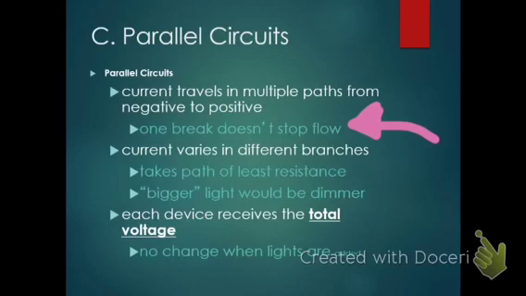Your current varies in different branches. Your current is going to take the path of least resistance. A bigger light would be dimmer, but that's because each device receives the total voltage. So before, in a series circuit, it had to be shared, but in a parallel circuit, everybody receives the total. So if the total is 60, in a series circuit, if there were three lights, they would each get 20.